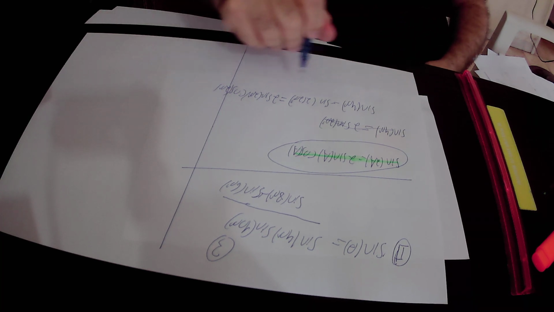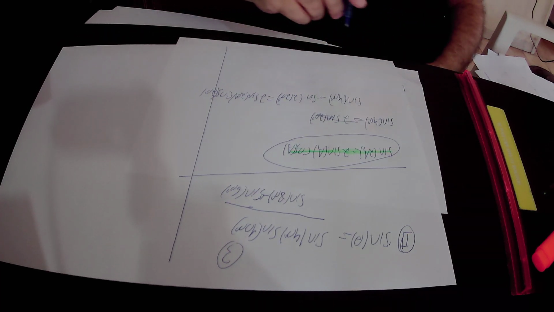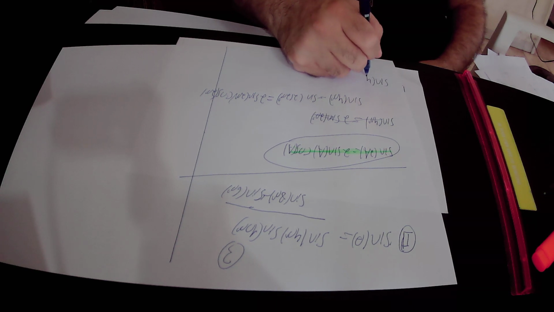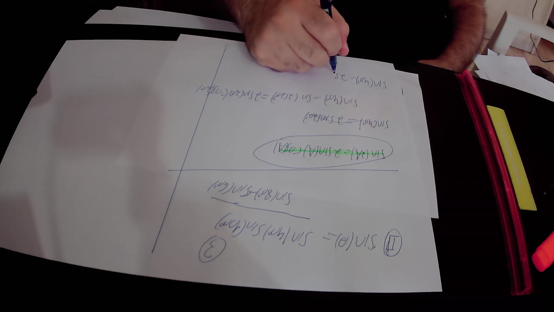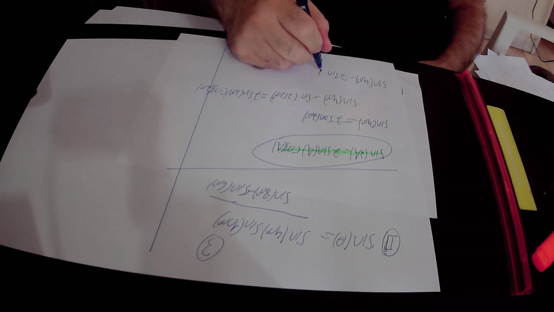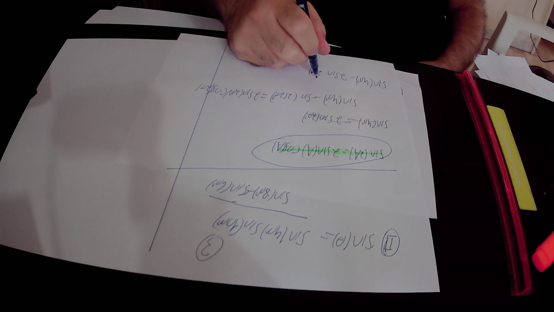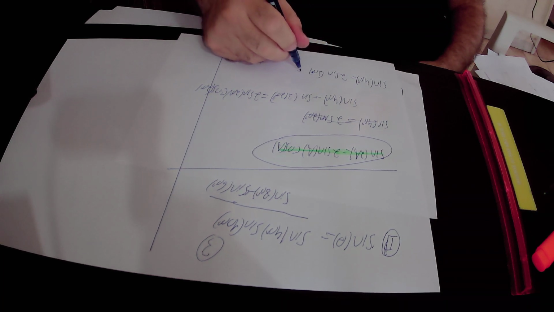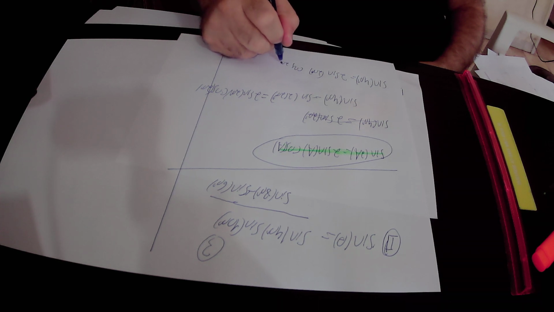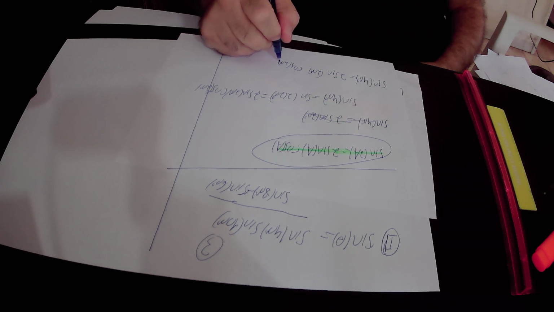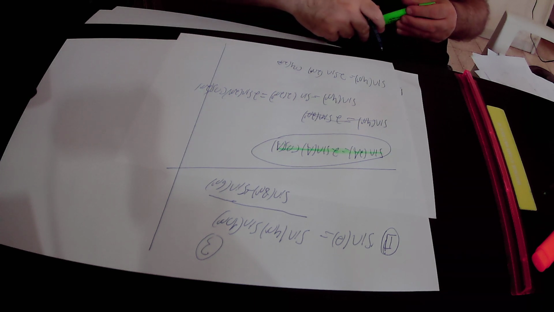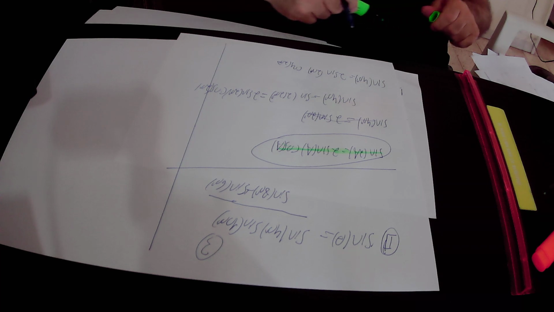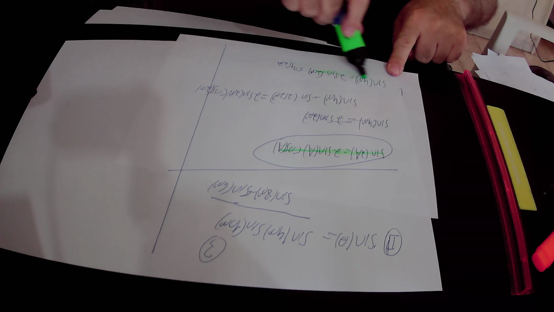So in conclusion, we found that sine 40 degrees equals 2 times sine 20 degrees times cosine 20 degrees. So you can substitute sine 40 degrees by 2 times sine 20 degrees times cosine 20 degrees.